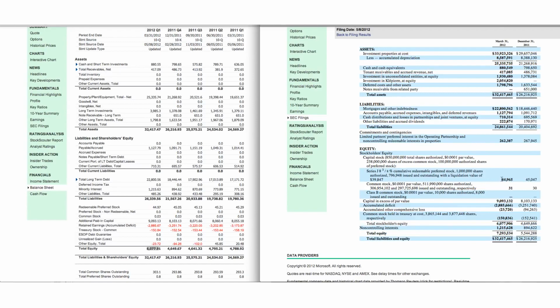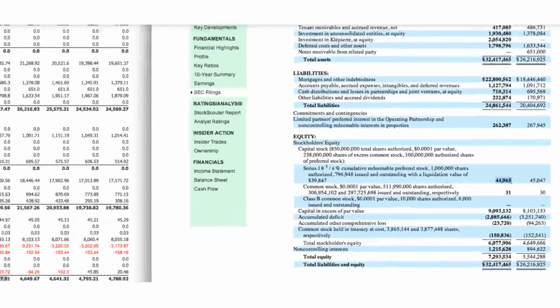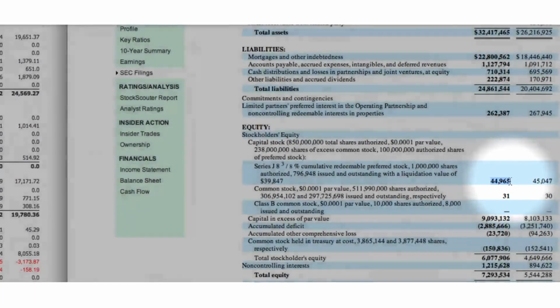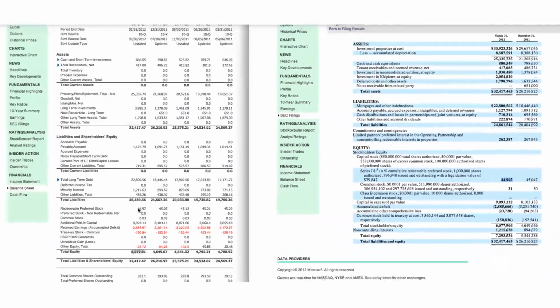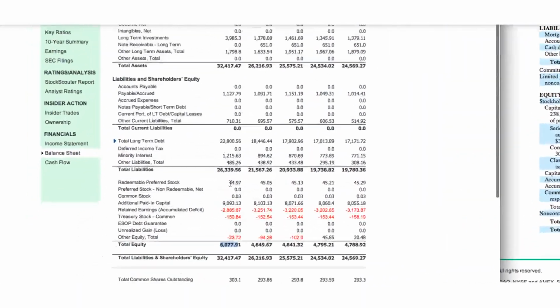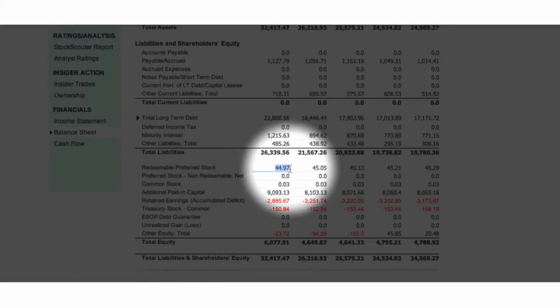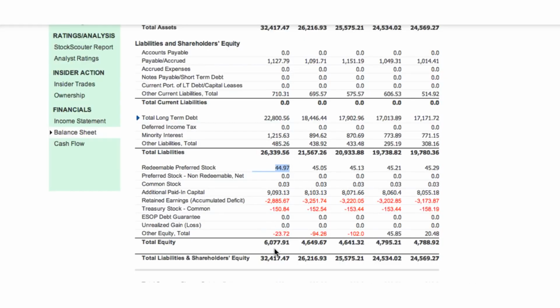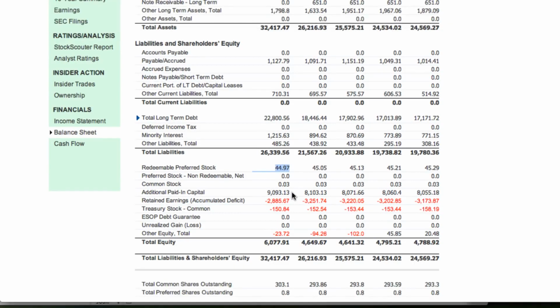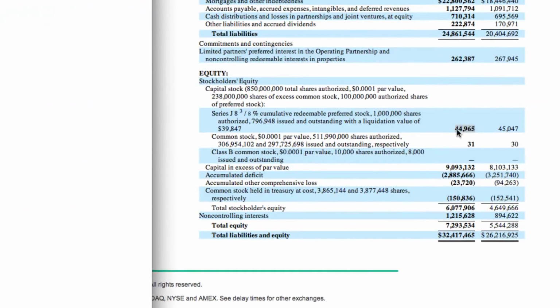Okay, so let me show you where the preferred stock is listed. Now the par value for the preferred stock is listed right here, that 44,965. When we look over on the balance sheet for the MSN version, you can see it's this 44.97. So if we want to know how much of the common shareholders' equity is right here, we have to subtract that 44.97 out of that figure. Okay, so that's this number right here.